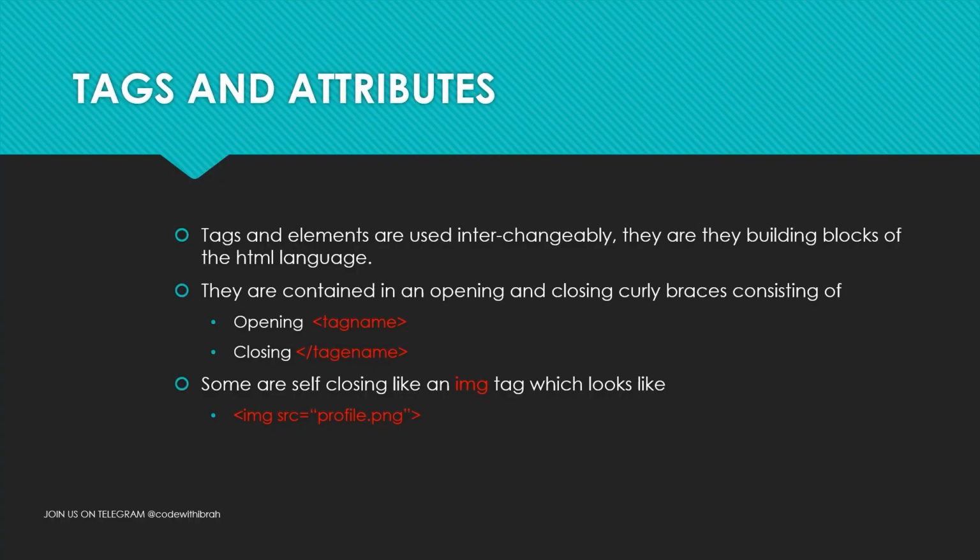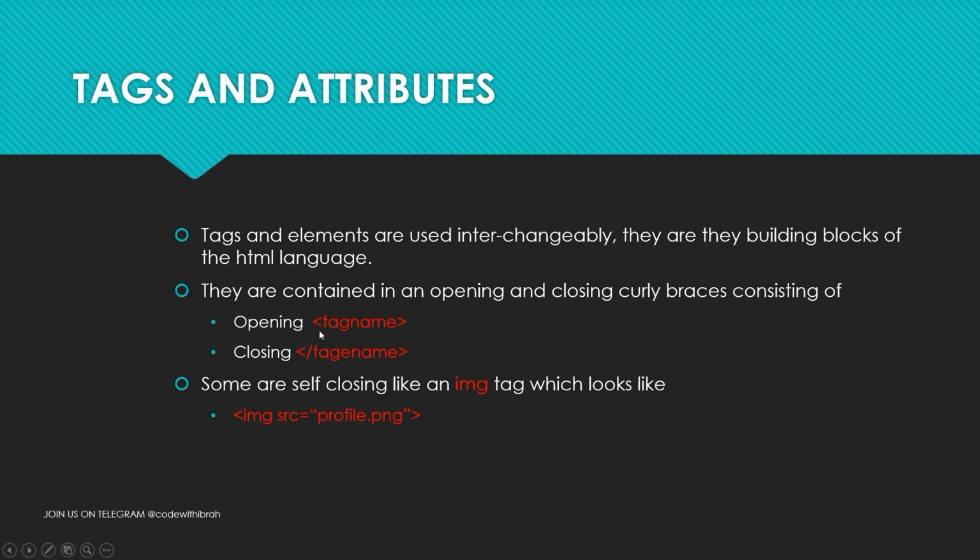Hello and welcome to this section of the lectures. We are going to look at tags and attributes. Tags and elements are often used interchangeably, and they are the building blocks of the HTML language. For tags, this is how they look. They are contained in opening and closing brackets, consisting of the opening and then the closing. This is what we mean. Every tag in HTML has this format.